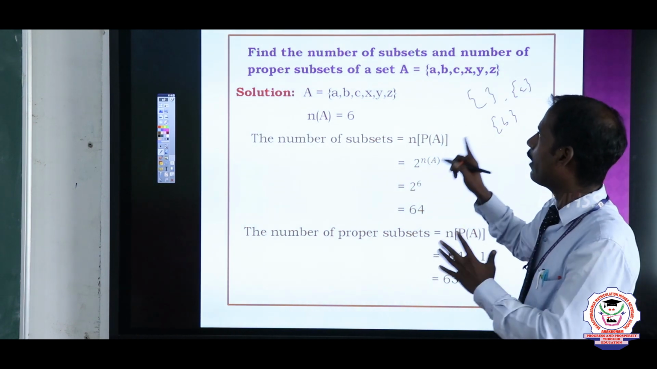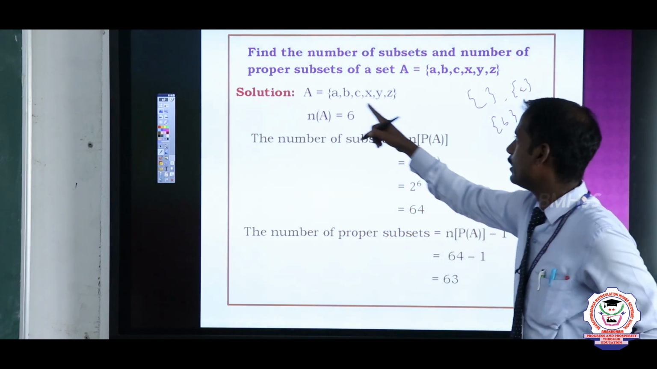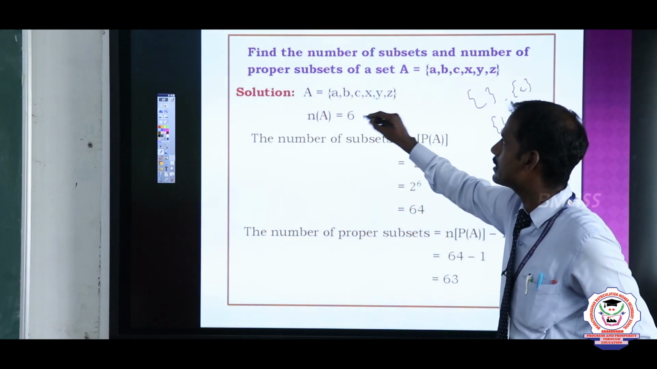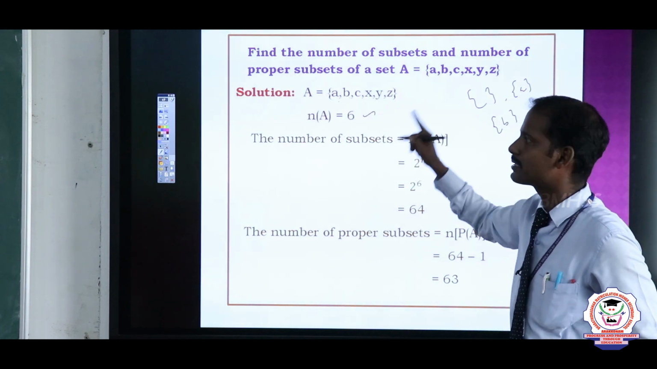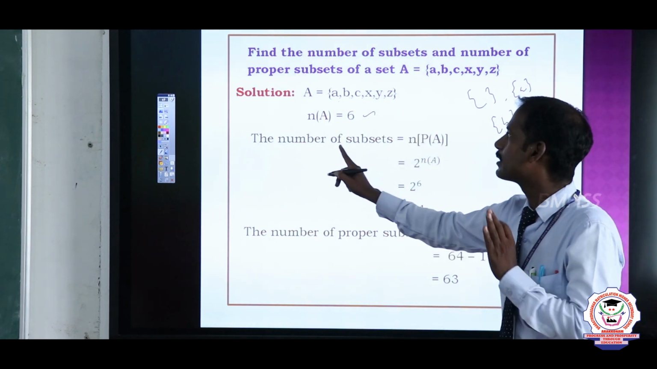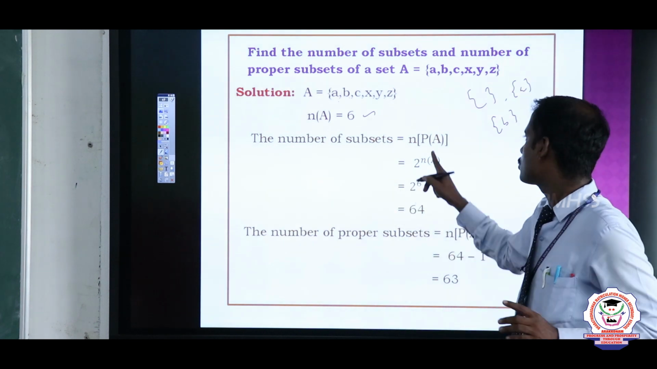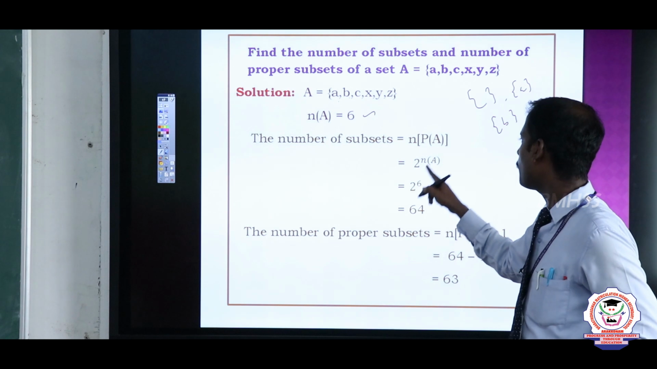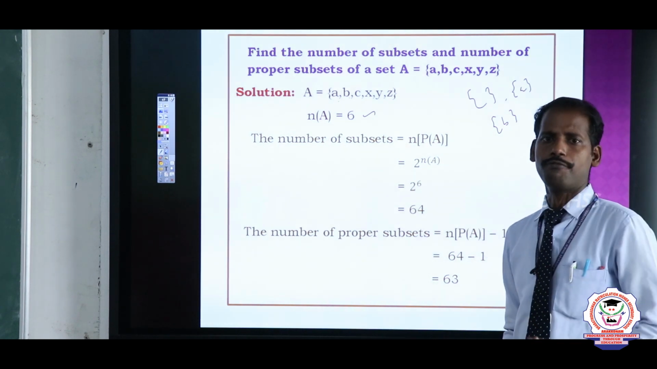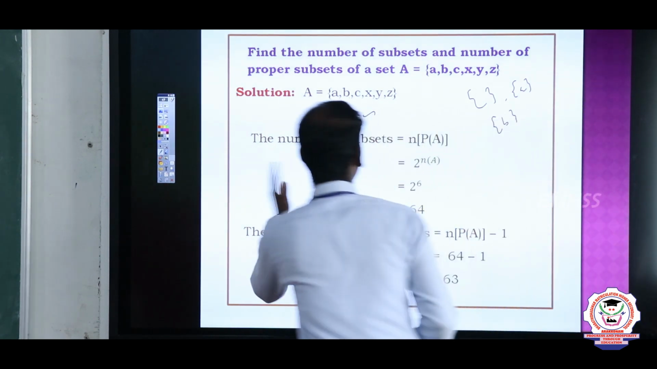So how do we find the number of subsets? Here N of A is equal to 6. How many elements? 1, 2, 3, 4, 5, 6, six elements. So the formula for the number of subsets, N of P of A, is 2 power N of A. This is the formula for the number of subsets.